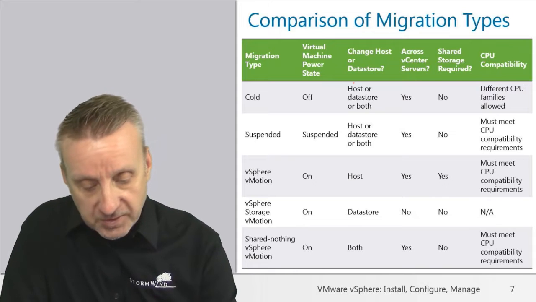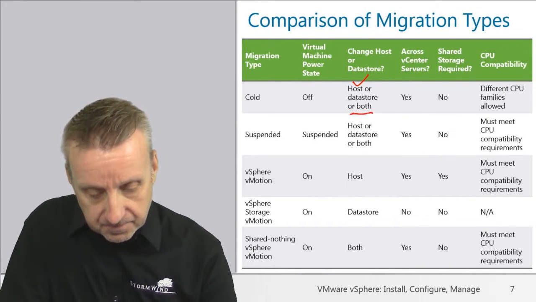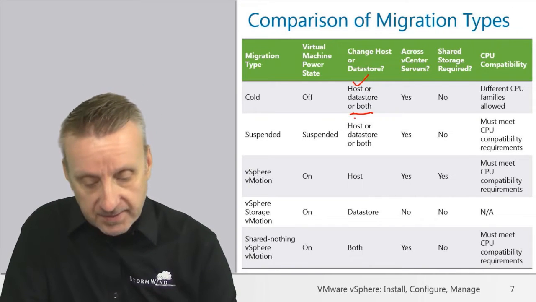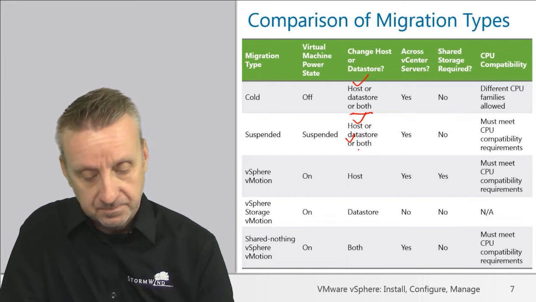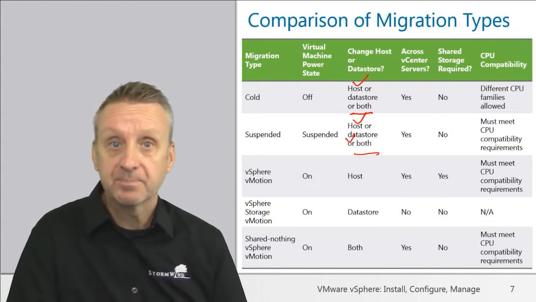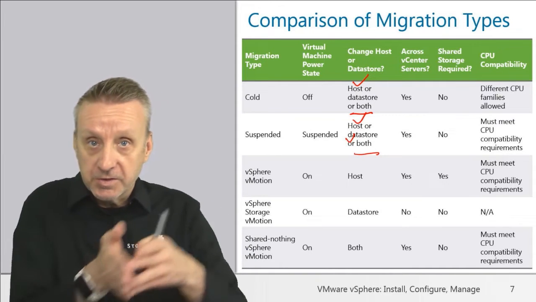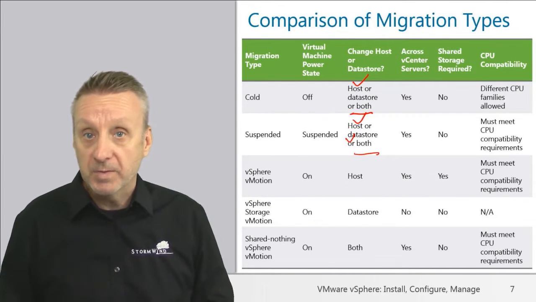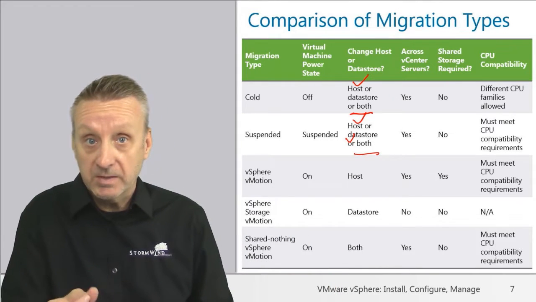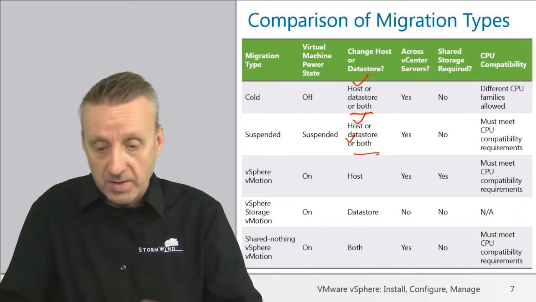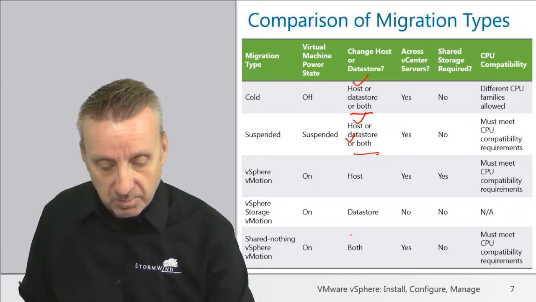Now, change host or data store. If it's powered off, we could change the host or the data store, or both. If it's suspended, I can change the host or the data store, or both, right? If I'm doing vMotion, that means that I'm just changing the host. vMotion proper is just changing it from one host to the other. Storage vMotion means I'm changing the data store, one data store to another. Shared nothing vMotion says I'm doing both.